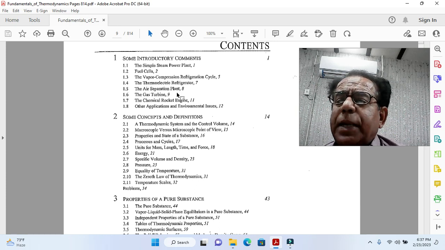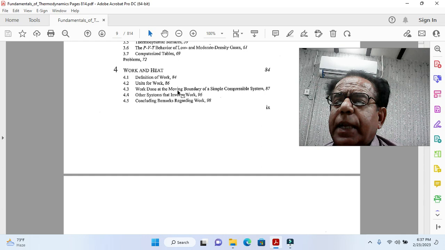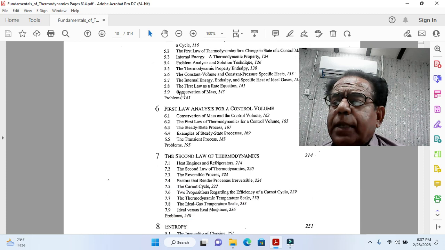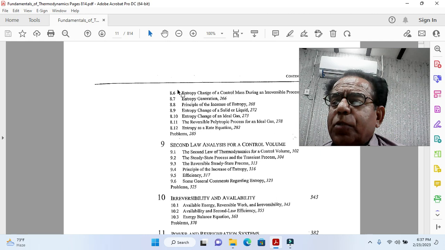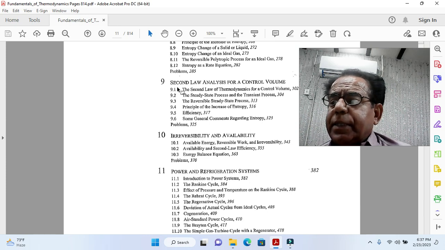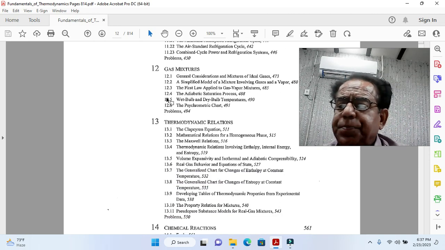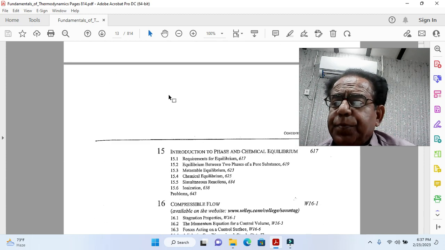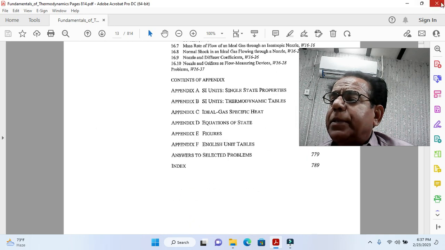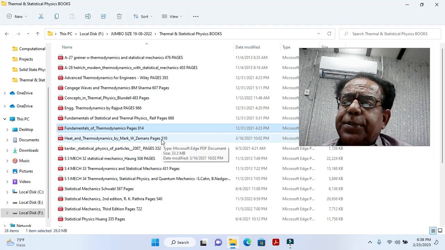Contents: some introductory comments, some concepts and definitions, properties of a pure substance, work and heat, the first law of thermodynamics, first law analysis for a control volume, the second law of thermodynamics, entropy, second law of thermodynamics for a control volume, irreversibility and availability, power and refrigeration systems, gas mixtures, thermodynamic relations, chemical reactions, introduction to phase and chemical equilibrium, compressible flow, and index is given at page number 789.